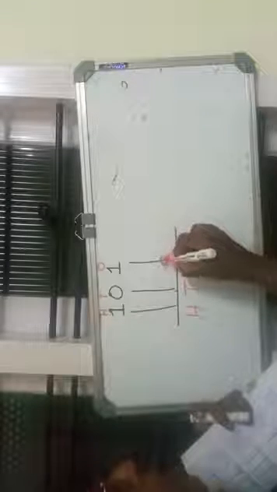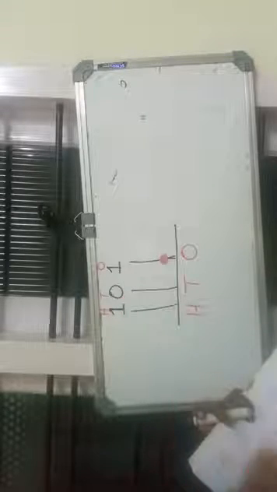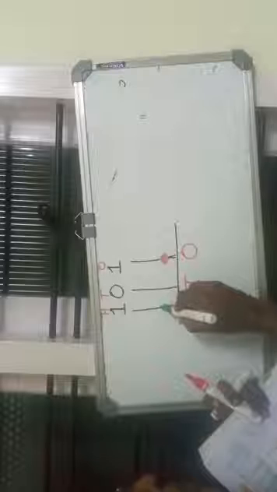Then how many ones? 1. So you draw 1 bead. And how many tens? 0 tens. So no tens. Then how many hundreds? 100. How many hundreds? 100. So you draw 1 more bead. Okay, like this you can show on abacus 101.